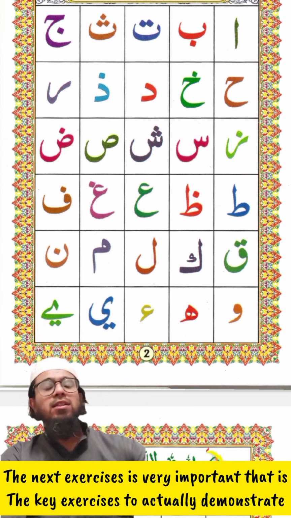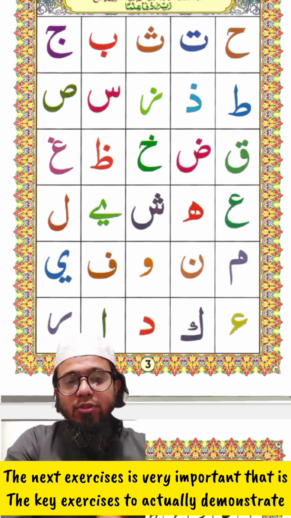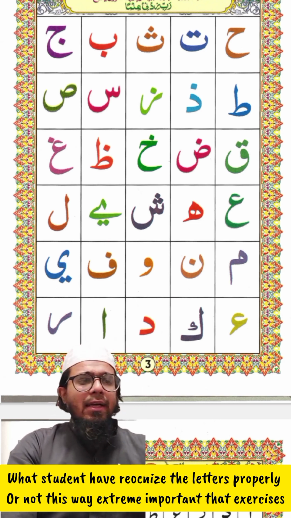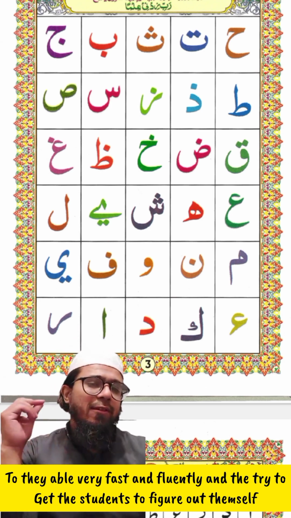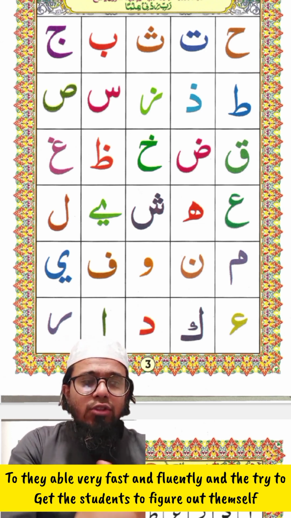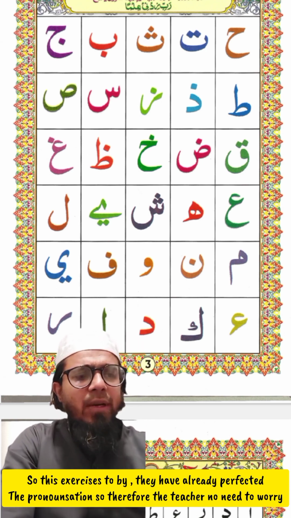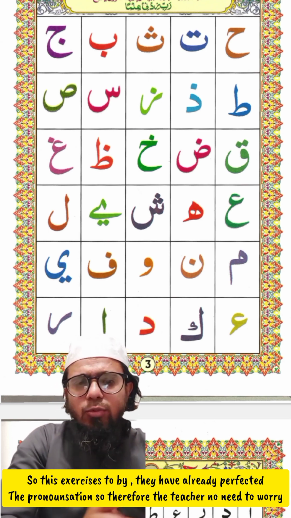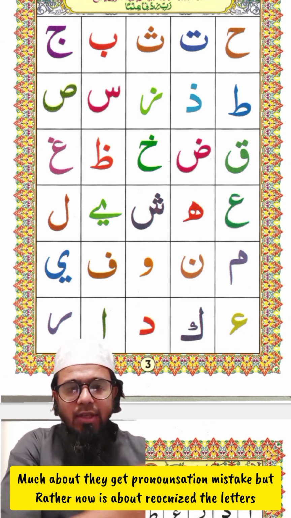Okay, the next exercise is very important. That is the key exercise to actually demonstrate whether the students have recognized the letters properly or not. And this is where it's extremely important that in exercise 2, they're able to say it very fast and fluently, and try to get the students to figure it out themselves. By exercise 2 they have already perfected their pronunciation, so the teacher doesn't need to worry much about pronunciation mistakes, but rather now it's about recognizing the letters.